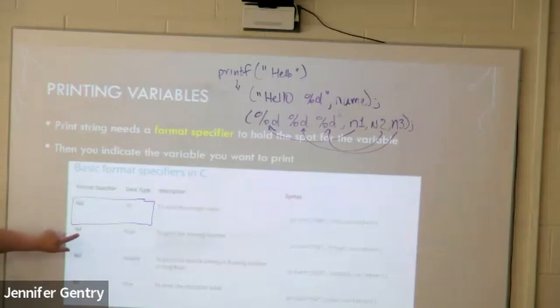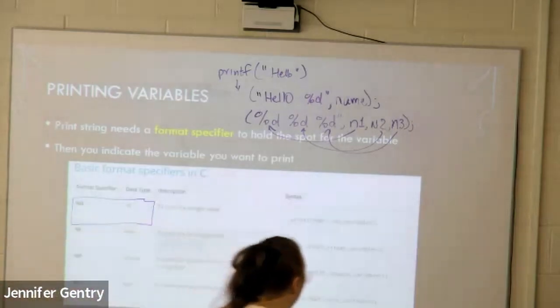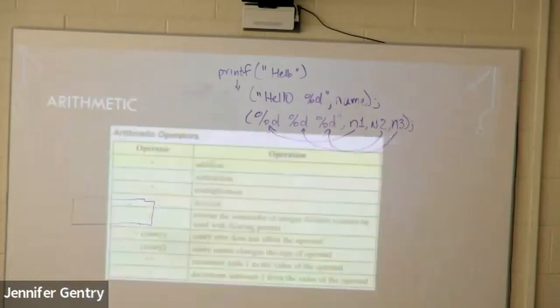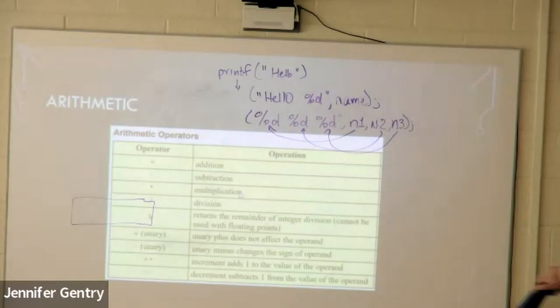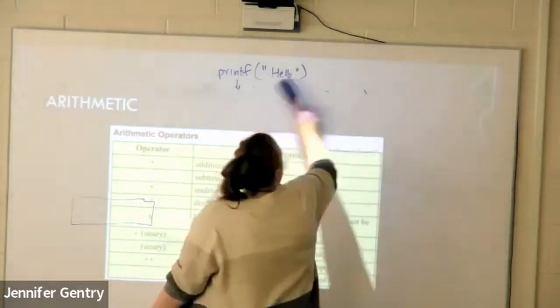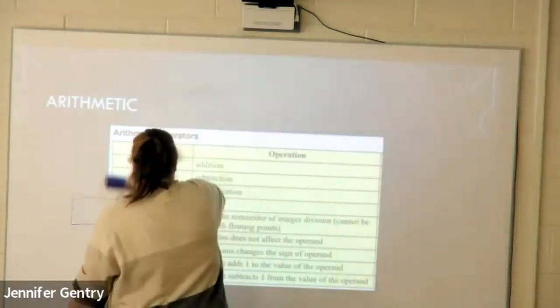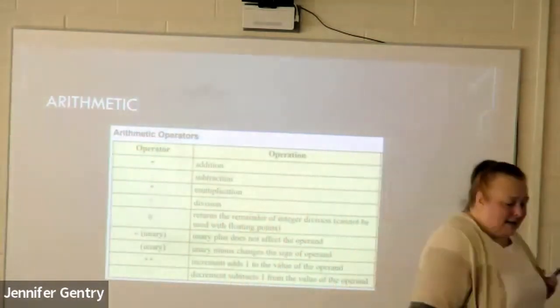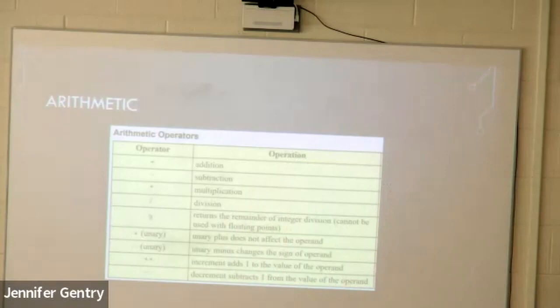Here, F is a float, C is a char. It also gives you some syntax on what it looks like: printf, percent D, with the variable name. So that's how we're going to print variables, using the same exact printf, we're just going to put that format specifier. And the rest of this is fairly intuitive. If we want to do some math with some numbers, what time is it?